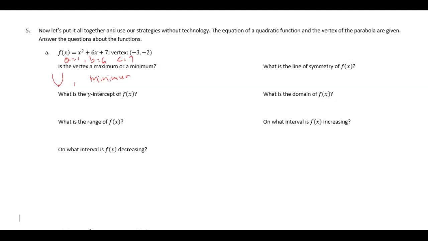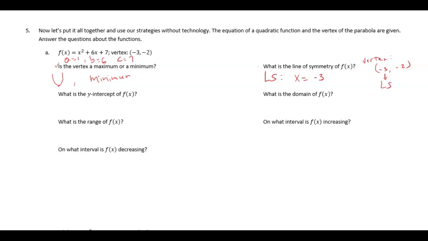Then what is the line of symmetry? If the vertex is (-3, -2), the first number, the x value of the vertex, is my line of symmetry. So my line of symmetry, I'll call it LS, is x equals -3. It's always x equals the number, never y. The line of symmetry is always x equals some number.